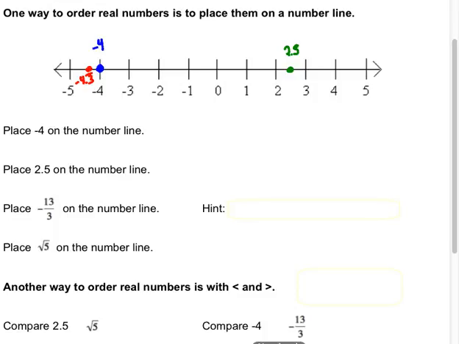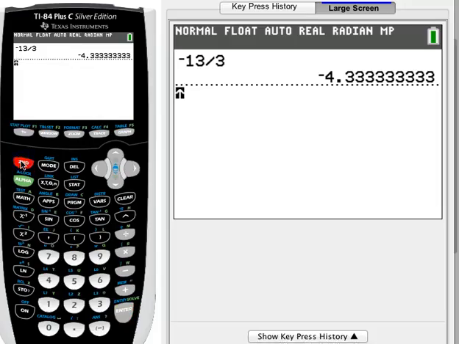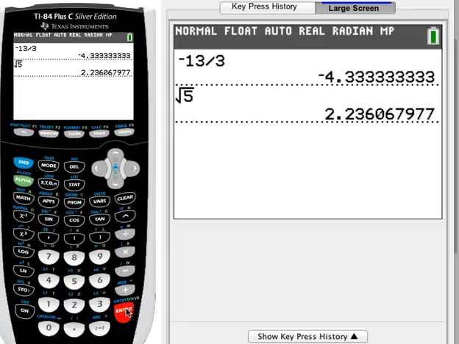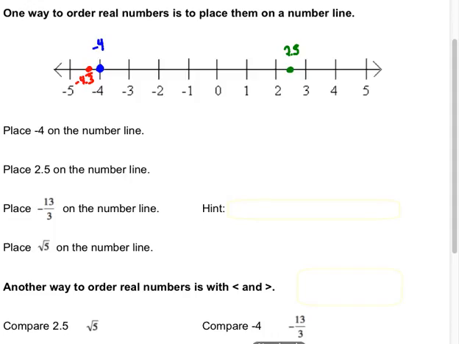Same thing with the square root of 5. The easiest way to place it on the number line is to get a decimal for that value. So the square root of 5 is about 2.24. If I'm going to put that on the number line, 2.24 is going to be right there.